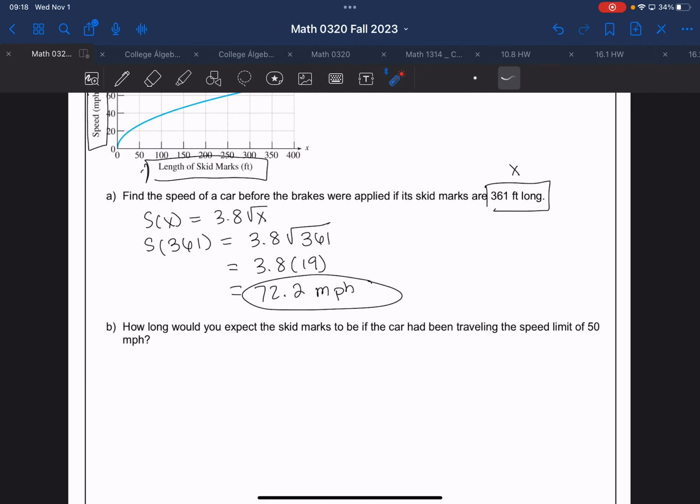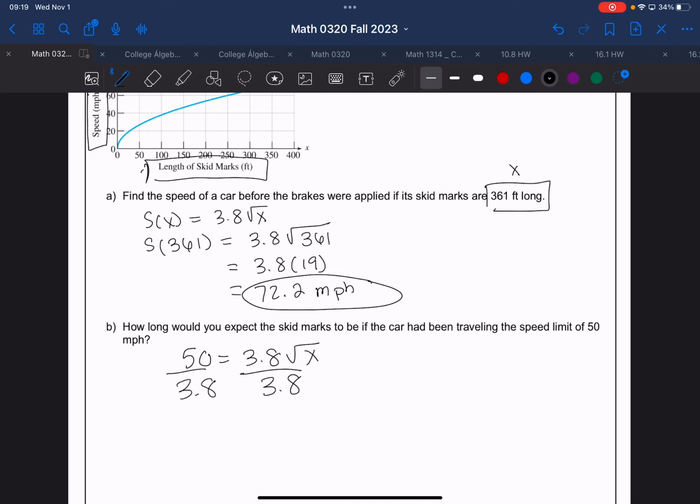How long would you expect the skid marks to be if the car had been traveling the speed of 50 miles per hour? Where would we plug in the 50? For x or y? Y. So we would do 50 is equal to 3.8 square root of x. What would we do to get x by itself? Divide by 3.8.